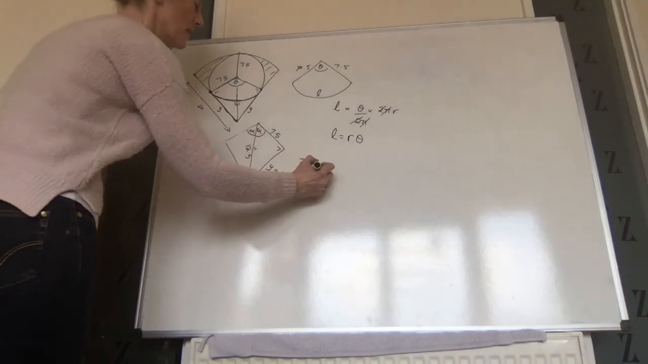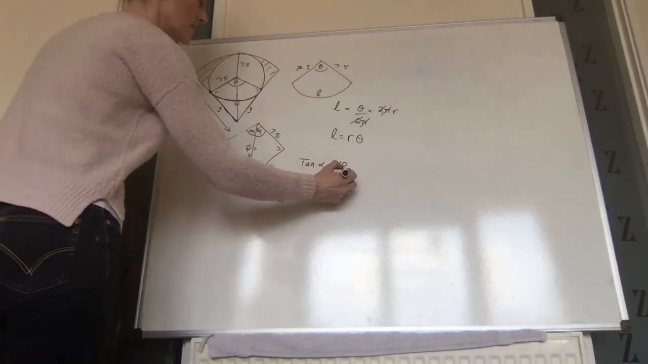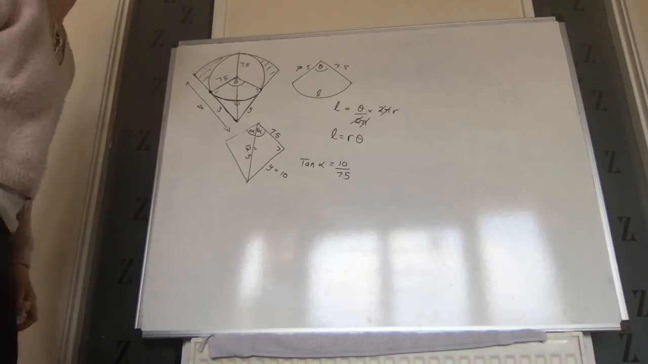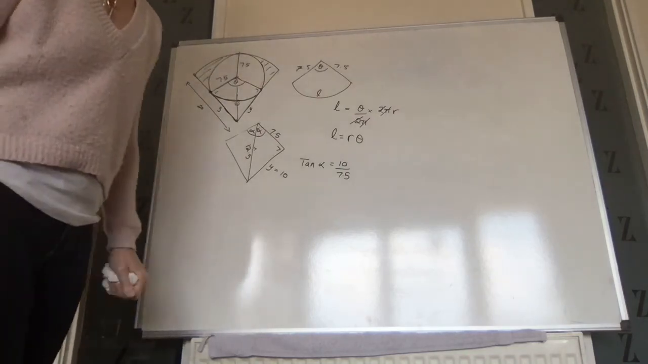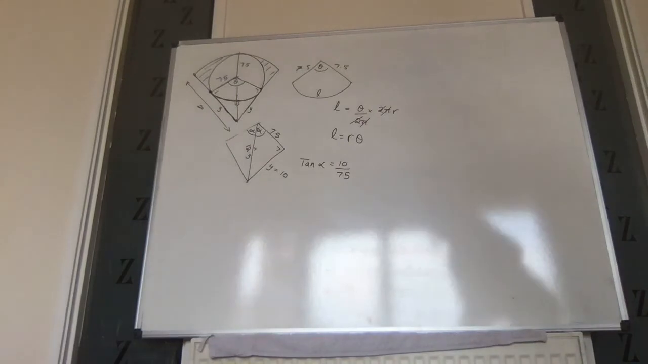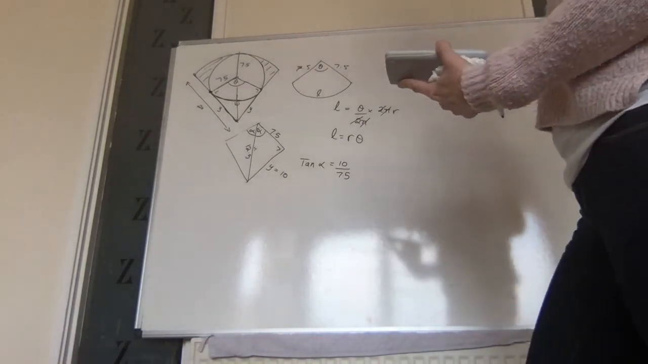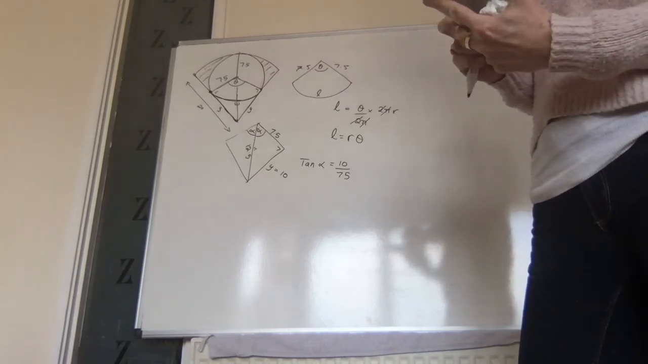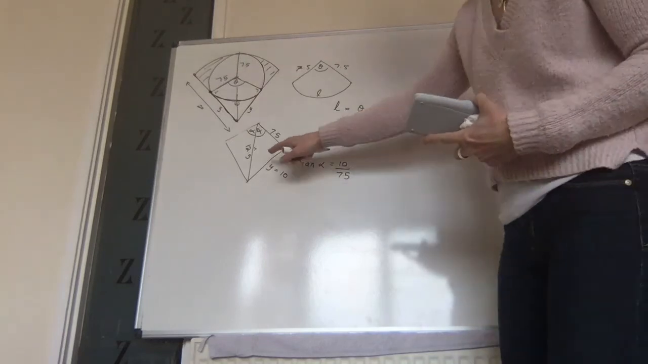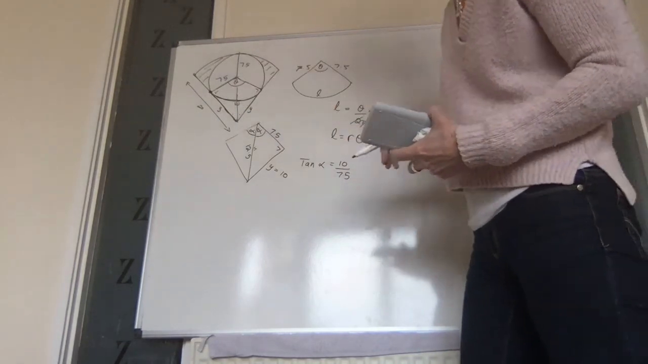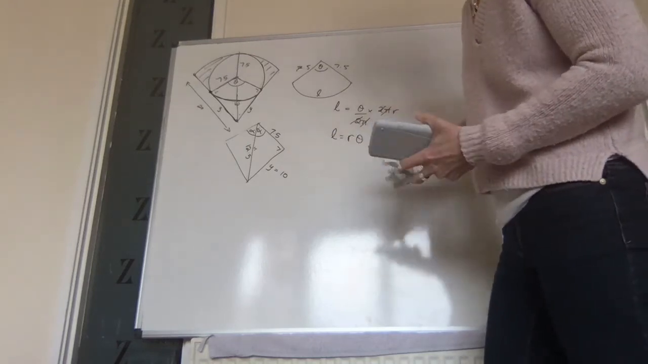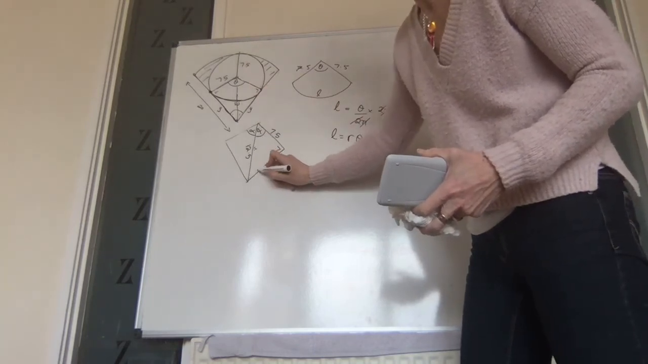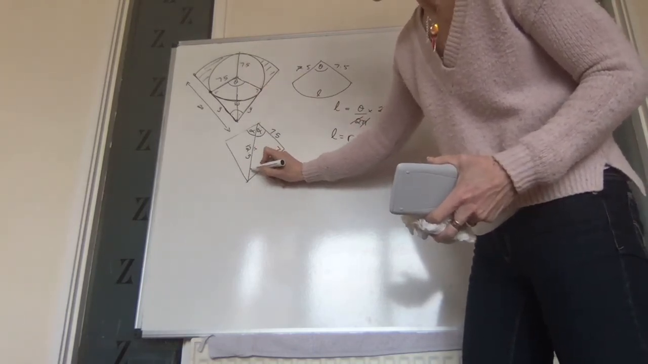So we can say the tan of alpha is equal to 10 divided by 7.5. The tan of alpha is the opposite divided by the adjacent. So alpha is the tan inverse of 10 over 7.5, remembering that it is in radians. Actually, we don't even need that because I forgot we have these angles here as well. We know that this angle here was half of the full angle. The full one was 1.29.